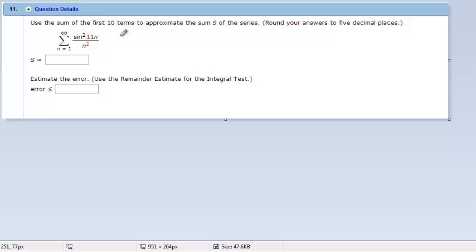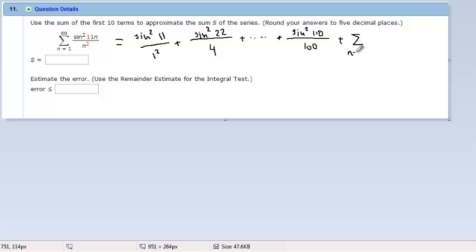Finally, let's look at the following problem. Problem number 11. We want to use the first 10 terms to approximate the following sum. So here, again, I can go ahead and write the first 10 terms. The first term will be sine squared of 11 times 1, which is 11 over 1 squared. And the next term will be sine squared of 11 times 2, which is 22 divided by 2 squared, which is 4, and so on. So I can write out the first 10 terms. The 10th one will be sine squared of 110 divided by 10 squared, which is 100.